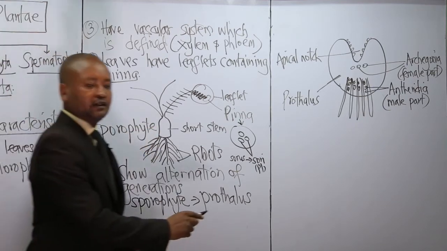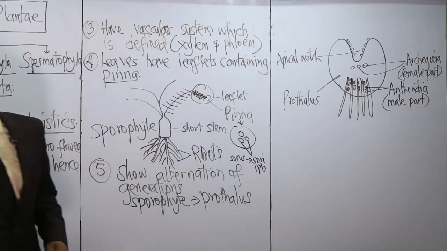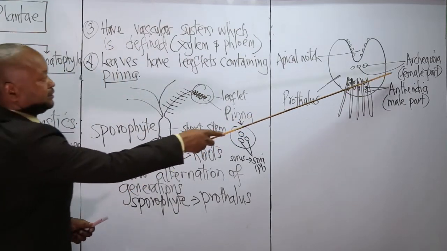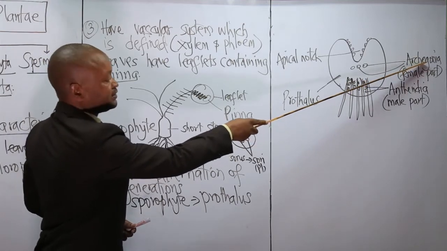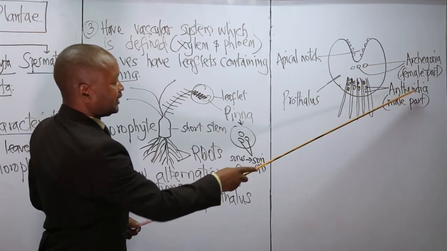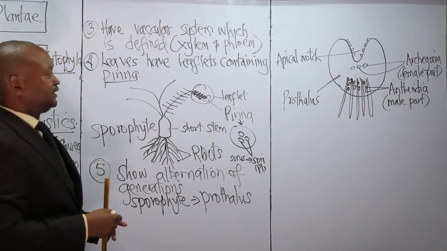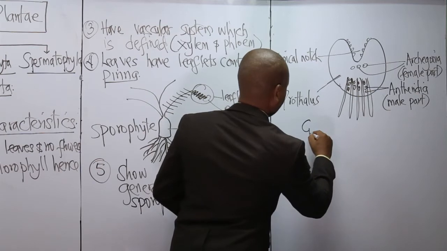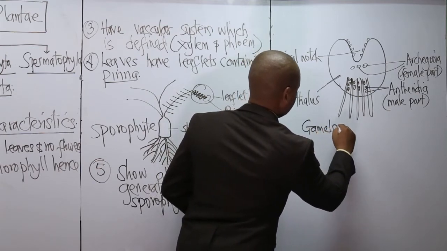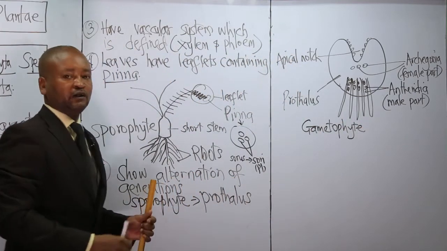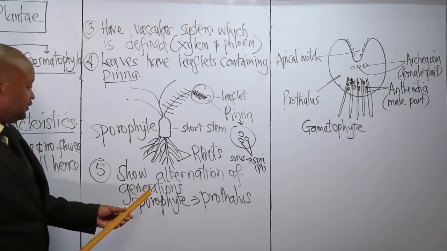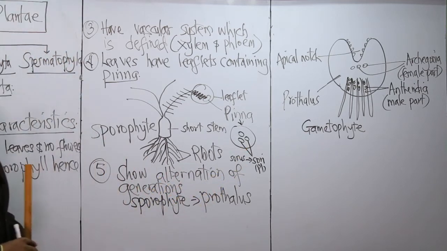And then from this other bit here, we are seeing that it has gametes. The gametes will come from the archegonia, the female gametes, and the antheridia will have the male gametes. So once we have gametes, this one forms the gametophyte. This is what brings about the issue of alternation of generations. The sporophyte structure and the gametophyte structure alternate like that. Yes, so that is the prothallus and that is the pinna.